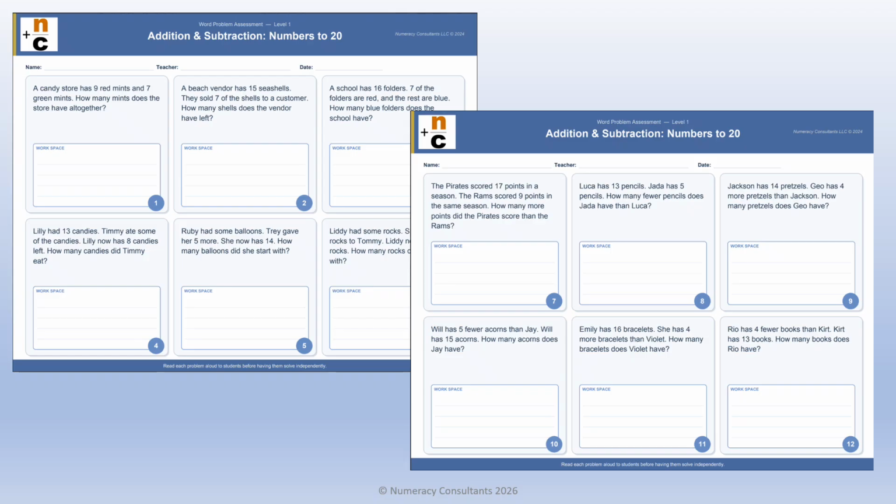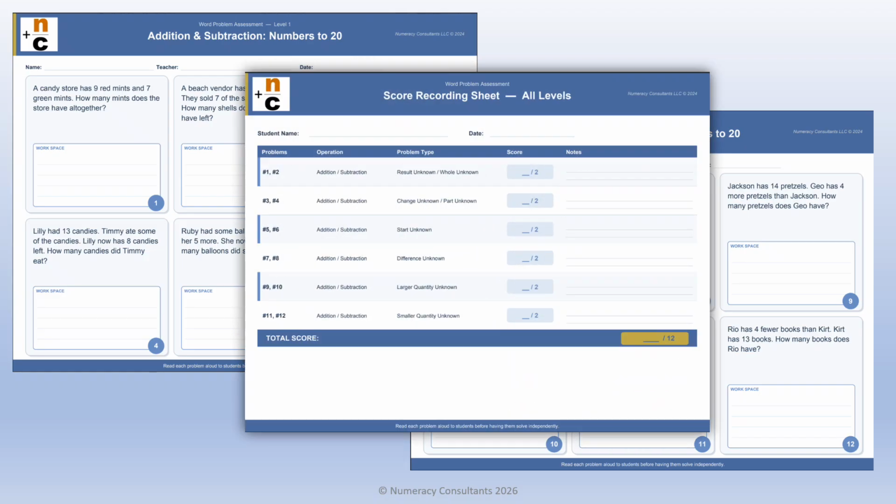And then you're going to realize that other setups or schemas less than 50% of your students can solve. After you're done, you're going to be able to track and look at, okay, result unknown, whole unknown, my students are doing pretty well. But any problem with start unknown or difference unknown is where my students are struggling. So it's going to allow you to be really efficient because you can zero in exactly on what type of schema your students struggle with and then instruct that schema immediately.